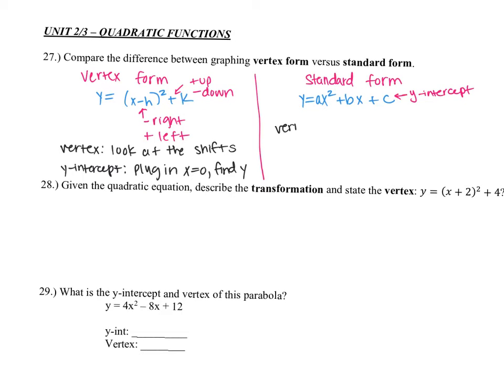So the vertex is the part that's a little bit more challenging to find. You have to use a formula. So the first step is to use that formula, x equals negative b over 2a. And then the second step is once you find x, you're going to plug in x and find y. Kind of like how you would find the y-intercept here, only you actually have to find x first using this formula and then plug this x value into the equation and find y. So that will help you find your vertex.